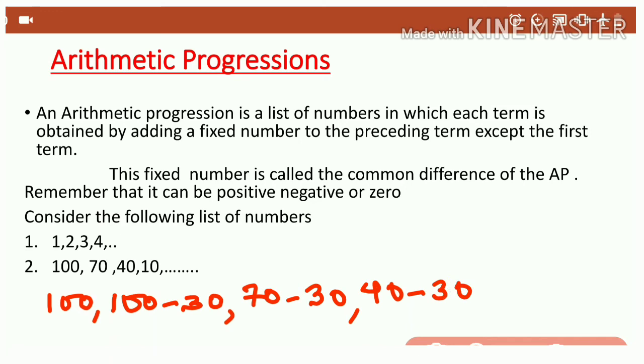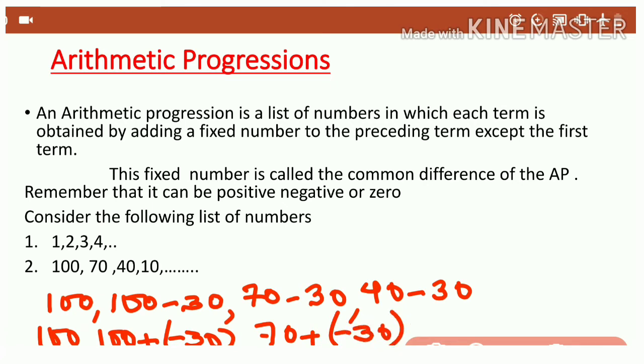So here you can see the first term is 100 and every other term is obtained by adding what? Minus 30 to the previous term. Every other term is obtained by adding minus 30 to the previous term. As I've said earlier, this fixed number, that is the common difference, can be positive, as you have seen in the previous case, that is 1. 1 plus 1 gives you 2. 2 plus 1, adding 1 to the previous number gives you 3, and so on.